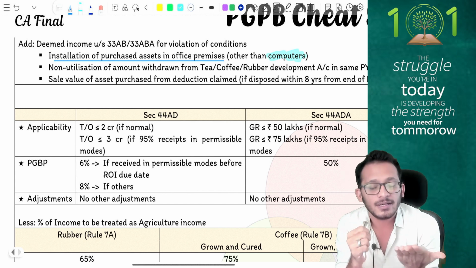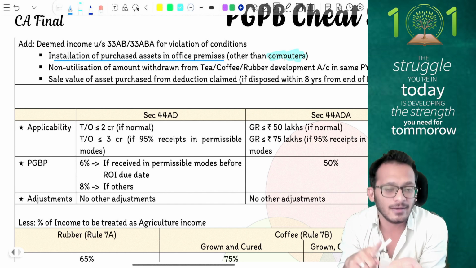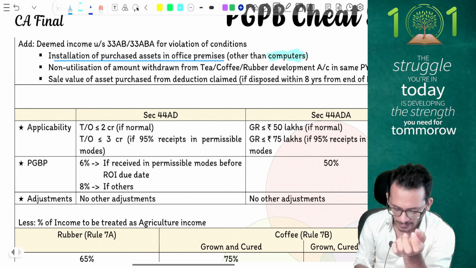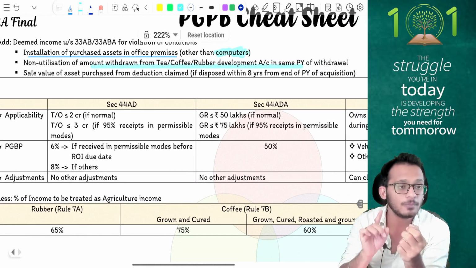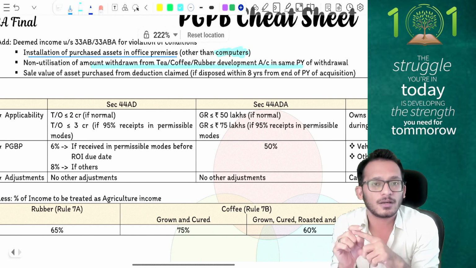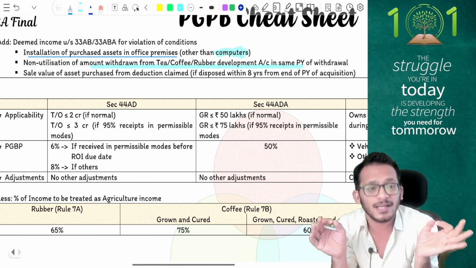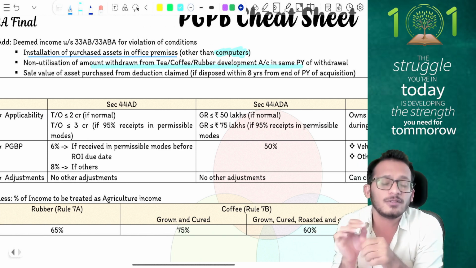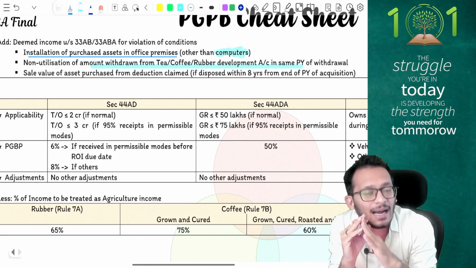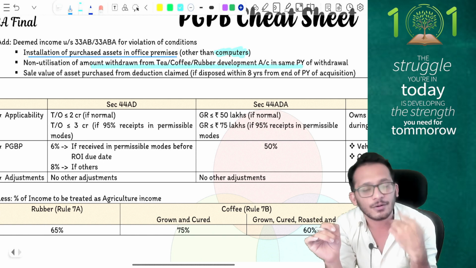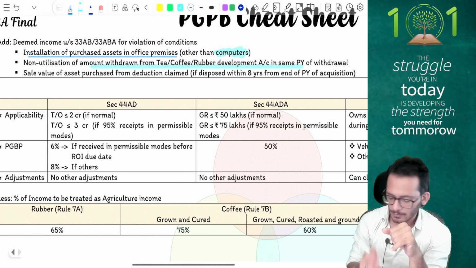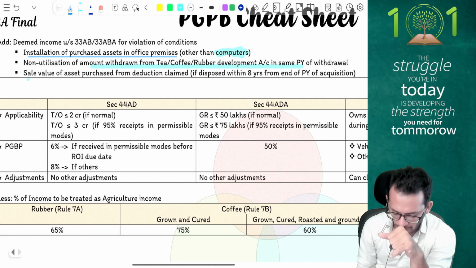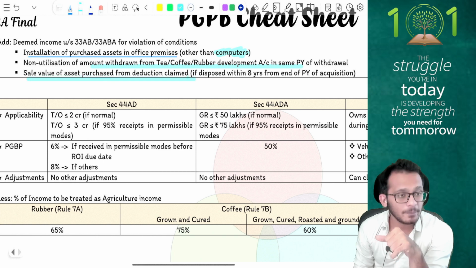If you have withdrawn the money and used it for these purposes, then I will add it to my income statement. Second, non-utilization of the amount which is withdrawn from this tea, coffee and rubber development account in the same previous year. Yes, there is a specific rule, people, that if you're going to withdraw the money from the development account for purchasing assets, you need to use the money in the same previous year itself. If you're not using the money in the same previous year itself, I will add it back to your income statement because I already claimed it as deduction in the past. So I will add it back to my income statement. And third and the most critical thing, whatever assets you have bought, you have to use the assets for a period of 8 years.